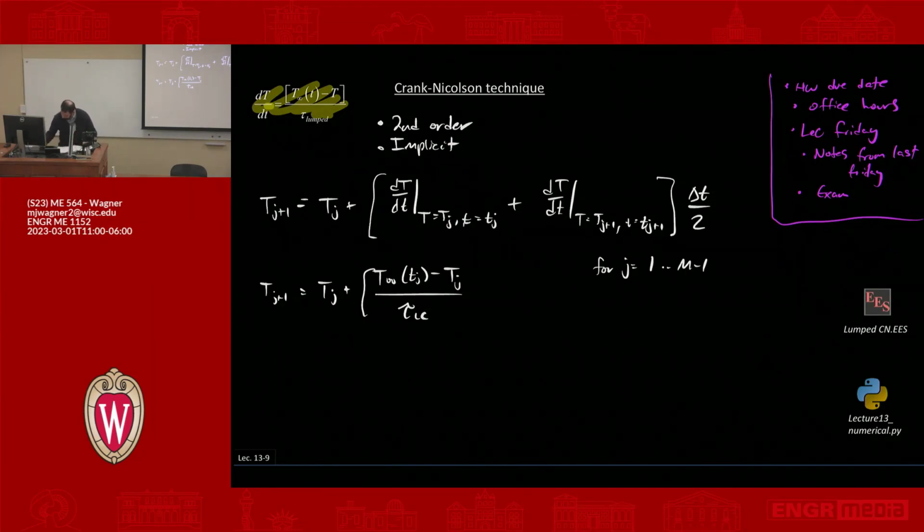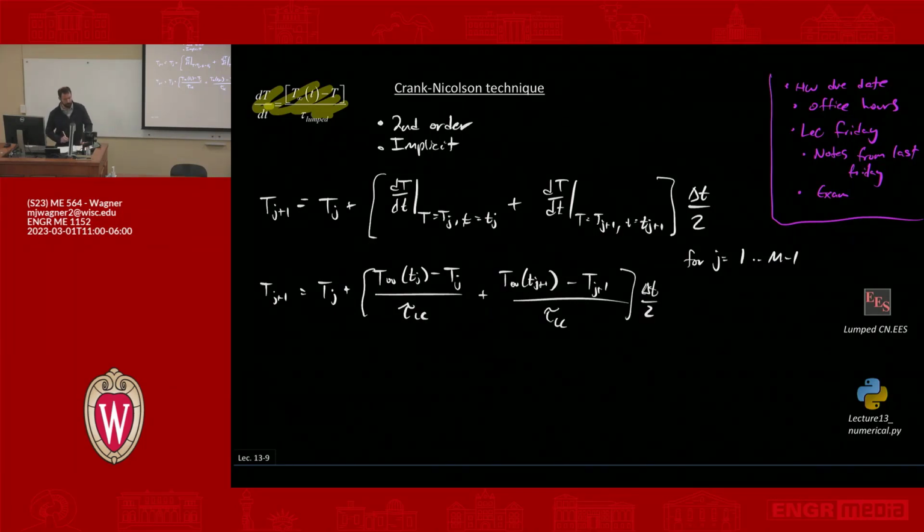And then the other evaluation would be T infinity at time j plus 1 minus temperature Tj plus 1, again over tau LC, times delta T over 2. So if you're going to implement this in EES, you can just take this equation and plug it in, no problem. It'll solve it with the implicit relationship, because we have Tj plus 1 here, and we have Tj plus 1 here. But again, it's not a problem for EES.